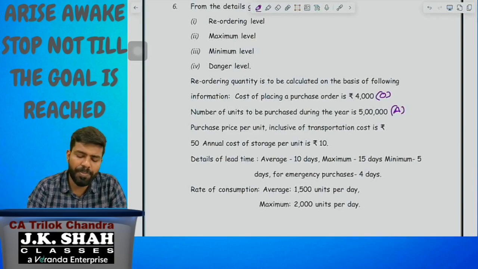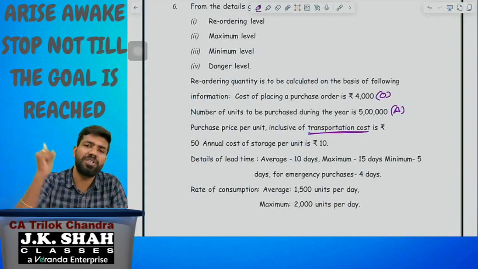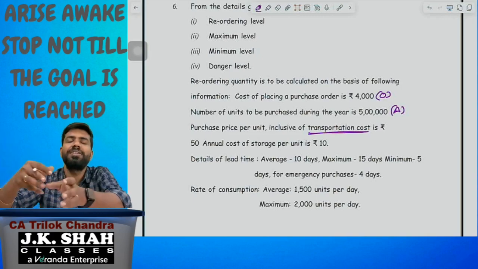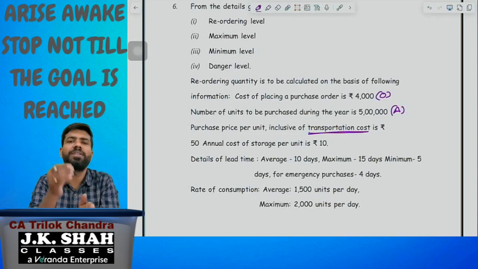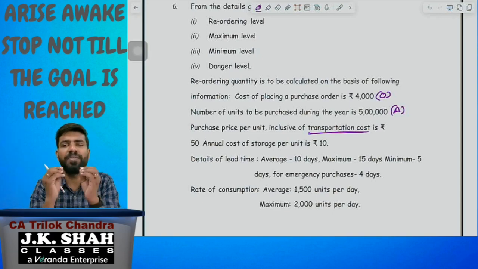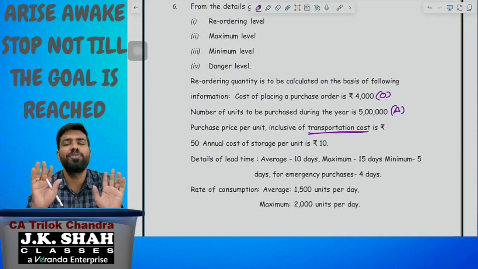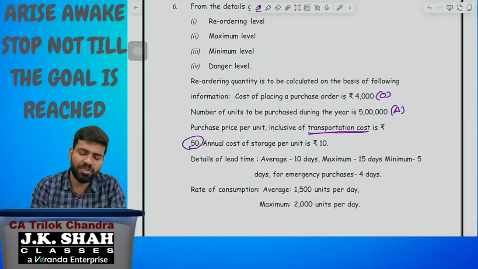In this question, many people get confused with this transportation cost. So they consider it as the carrying cost. Please understand, purchase price per unit inclusive of transportation cost. What does it mean? The supplier might bear the transportation cost. When he is collecting the money, he is collecting along with the transportation cost. I already told you purchase cost means the amount paid to the supplier. It can be for any purpose. We are going to take it as the purchase price only, or purchase cost only. So this 50 rupees is the purchase cost.